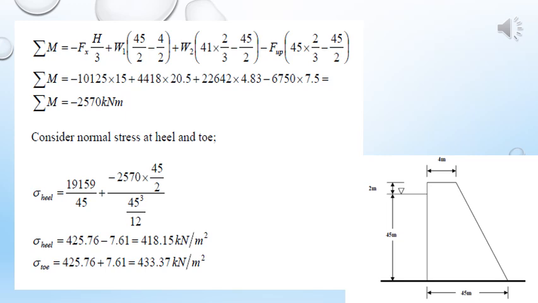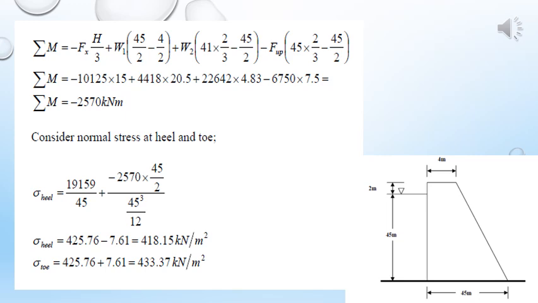Then find the summation of all the moments: the anti-clockwise moment for the weight, the clockwise moment for the uplift pressure, as well as the clockwise moment for the water pressure. That will give the summation of M, and if the summation of M is known, then put in the values to get the stresses at the heel and the toe, either way.